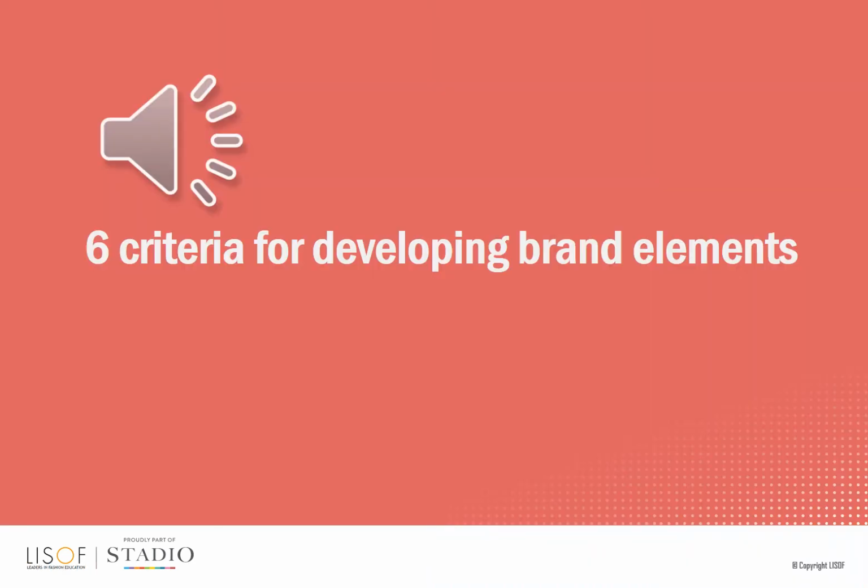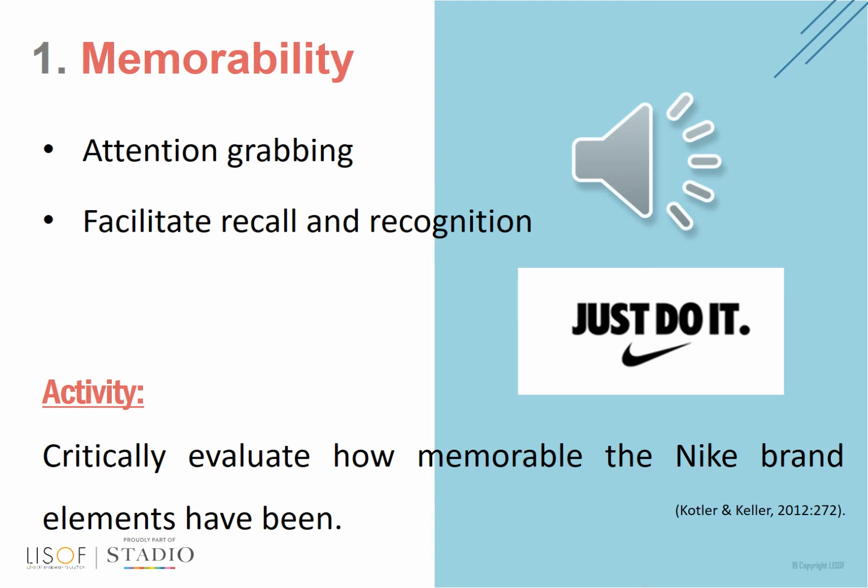Let's use these 6 criteria for developing brand elements effectively and apply it to a specific example. So the brand we are going to look at is the Nike brand because we are all quite familiar with this particular brand. So the first criteria we are going to look at is memorability. Now this entails that the brand should have attention-grabbing brand elements which will facilitate recognition and recall, meaning the brand elements are creating a lasting memory in the customer's mind.